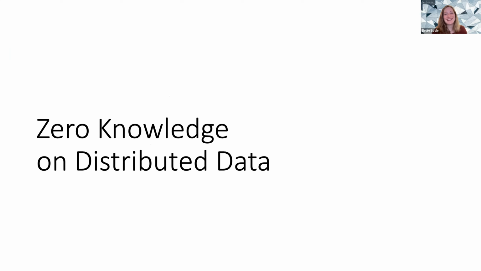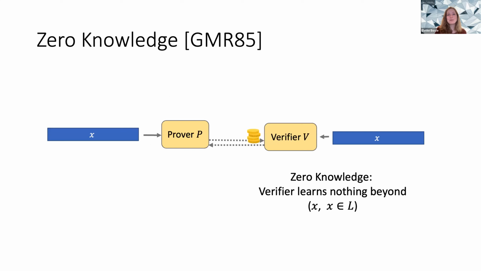Okay, so proceeding forth, let me tell you about this zero knowledge on distributed data. As you've probably seen before, the original notion of zero knowledge is a setting with a prover and a verifier who each know some input X. The prover would like to prove to the verifier that X is a member of some language L. We say that this protocol of going back and forth is zero knowledge if at the conclusion of the protocol, the verifier learns nothing beyond what he knew already, which includes in particular the statement X, and this new bit of information that X is a member of the language L.